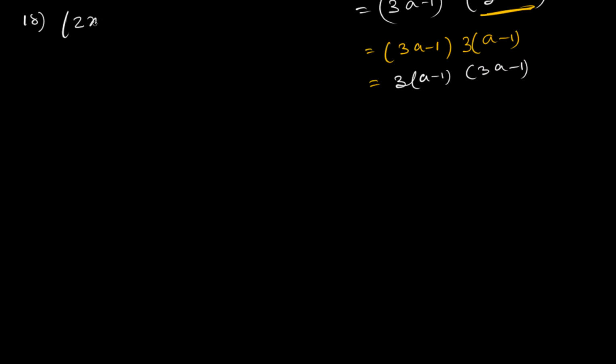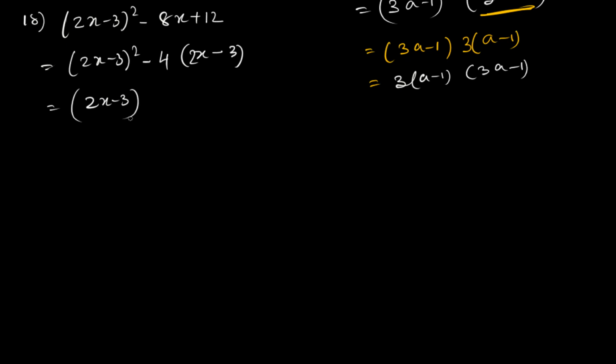It's a similar question, 2x minus 3 whole square minus 8x plus 12. From the first term I don't need to change it, it's in a good position. Well, from the second two terms, let's take minus 4 common, so I have to change the sign of the terms from which I'm taking common. So I will be left with 2x minus 3, and then I must take common 2x minus 3. It's squared, so I have taken just one, so I'm left with one other 2x minus 3 and minus 4. So it's 2x minus 3 into 2x minus 7, and that's for the 18th question.